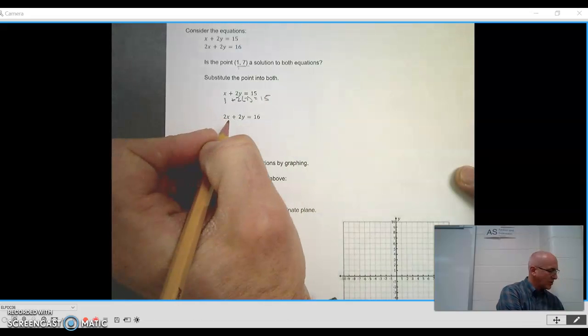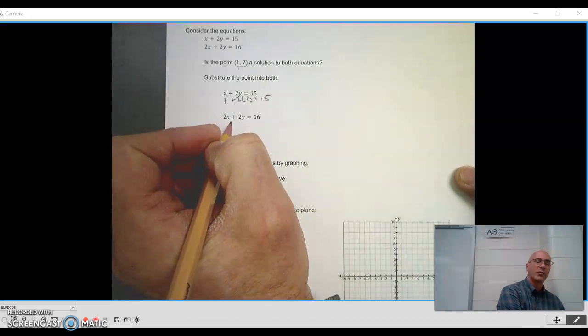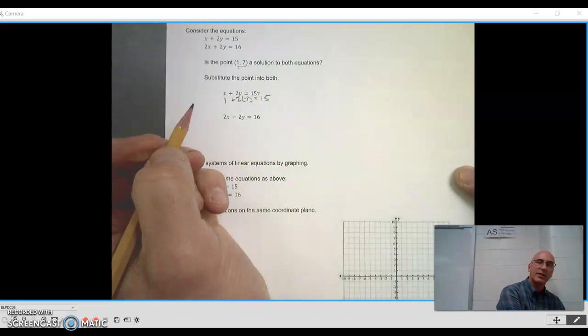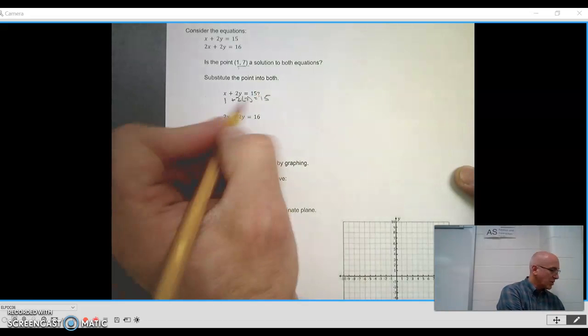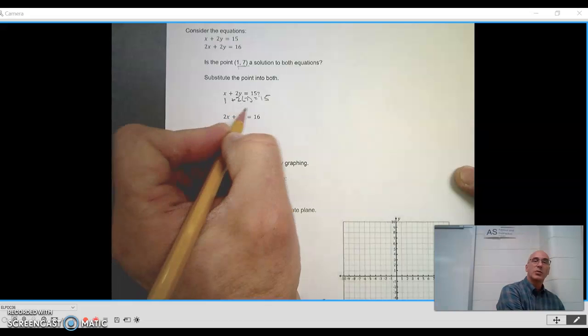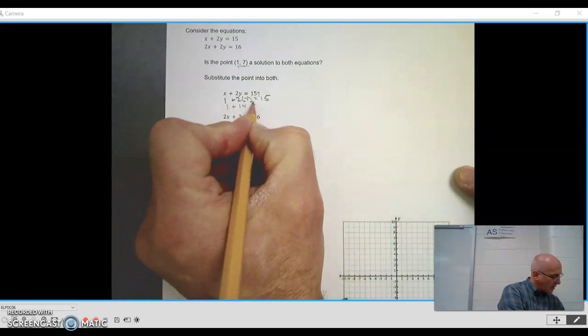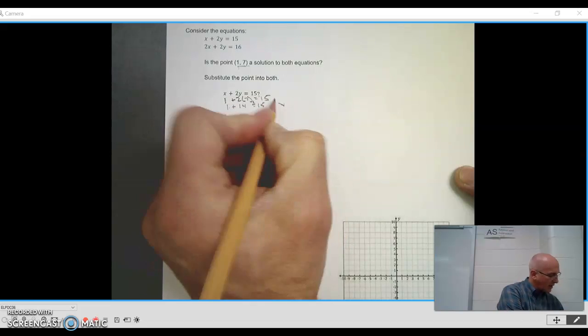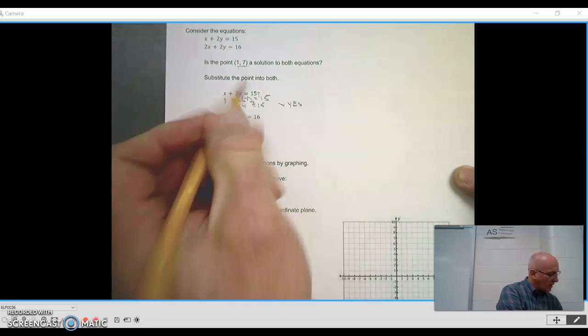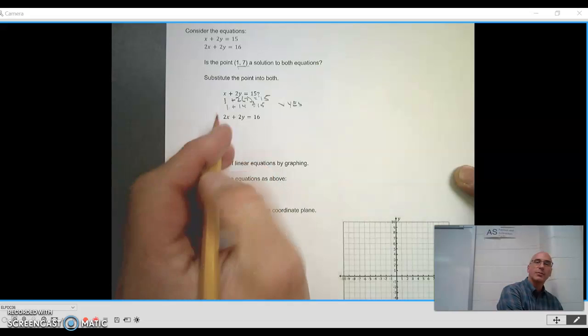So I get 1 plus 2 times 7 equals 15, and I'm trying to figure out if that's true. I'm putting a question mark there. We're going to use PEMDAS, so we do the multiplication first. So I have 1 plus 14. Does that equal 15? Yes. So it is a solution to this equation.